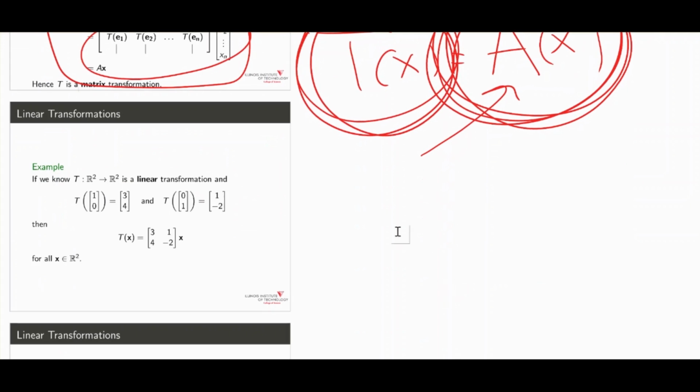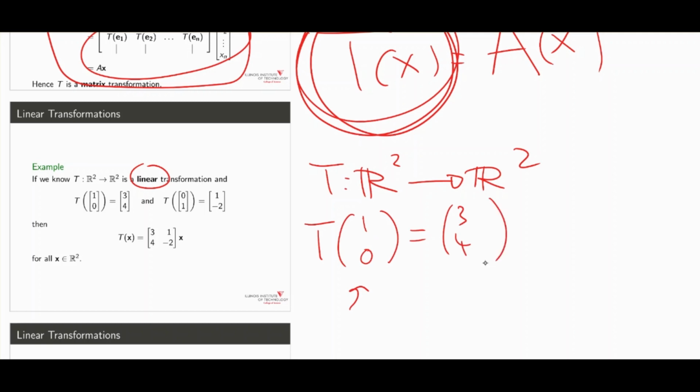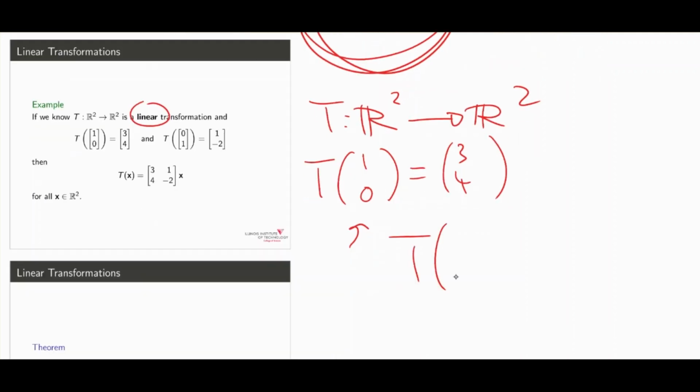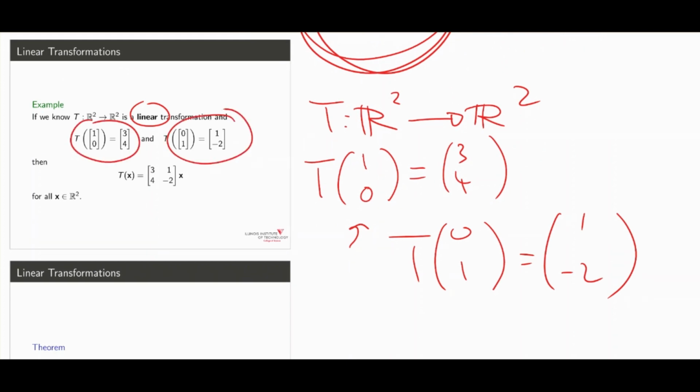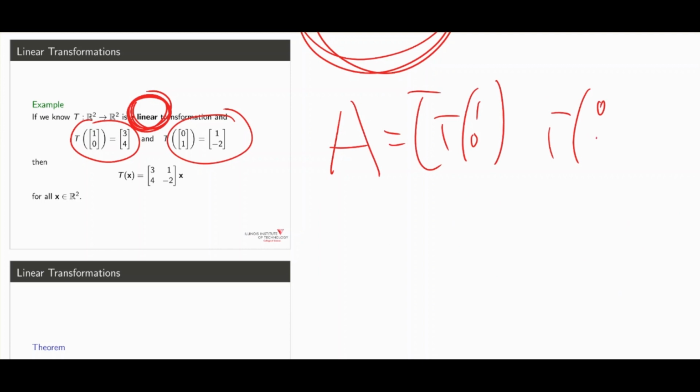Okay, now let me show you this. The things that we've been discussing so far is that if you have a mapping from R2 to R2, and you've been told it is linear, then T will map this E1 vector to 3, 4, and the same T will map 0, 1, this is your E2, to 1 and negative 2. Then from the previous theorem, if T is linear, we know that we can write our matrix A as T(1,0) and T(0,1) placed as column vectors.